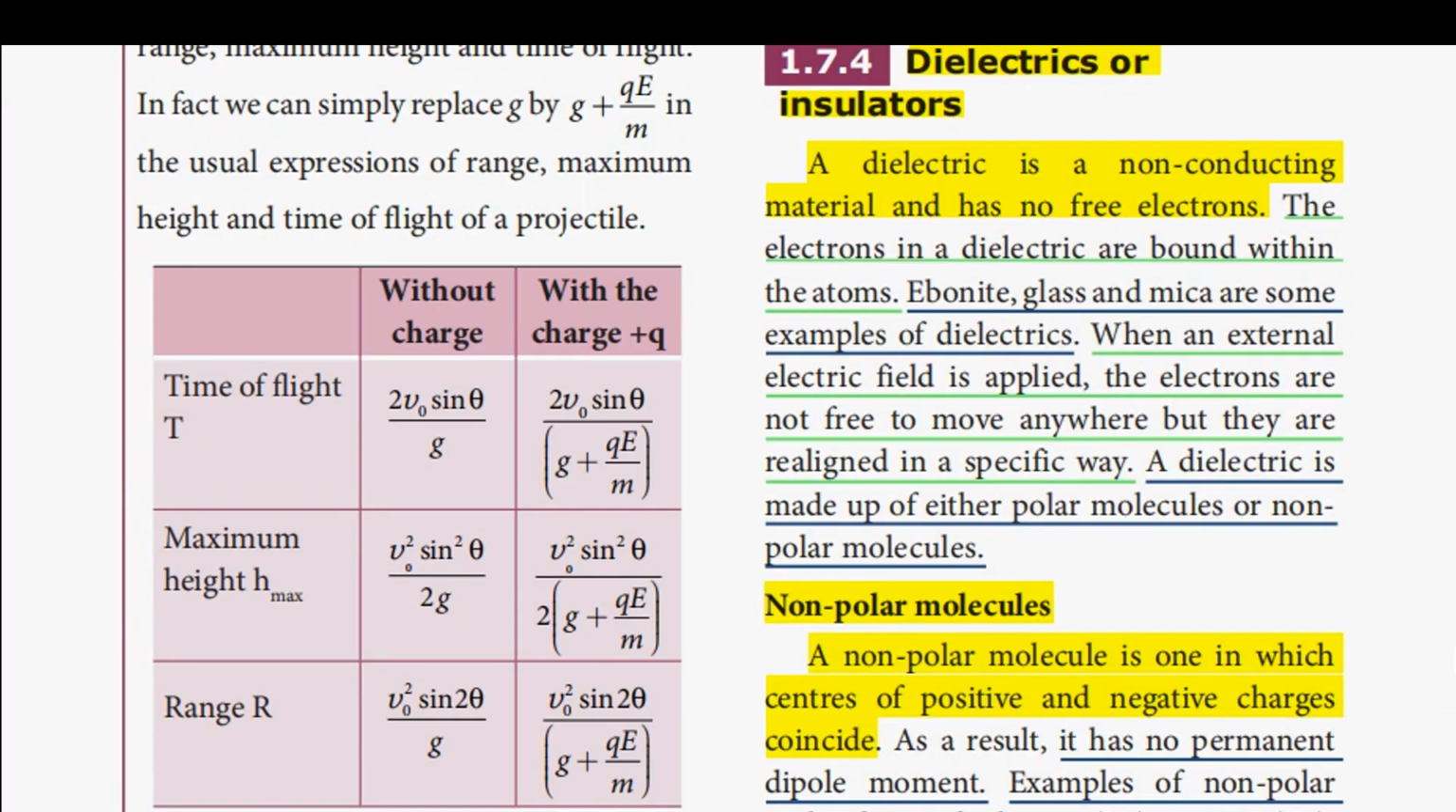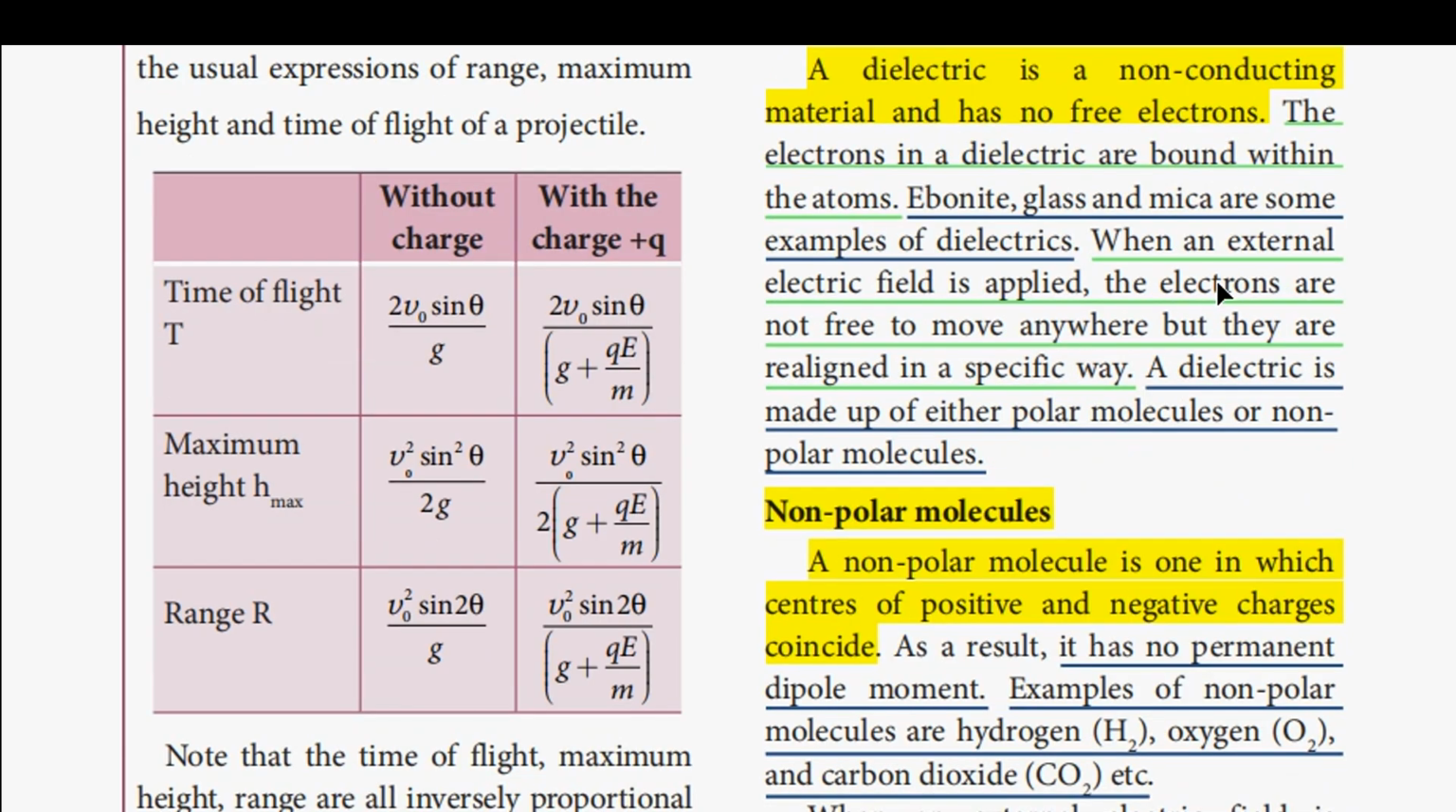Dielectrics are insulators. What is a dielectric? A dielectric is a non-conducting material and has no free electrons. The electrons in a dielectric are bound within the atoms. Examples are carbonate, glass, and mica. When an external electric field is applied, the electrons are not free to move anywhere, but they are realigned in a specific way. A dielectric is made up of either polar molecules or non-polar molecules.